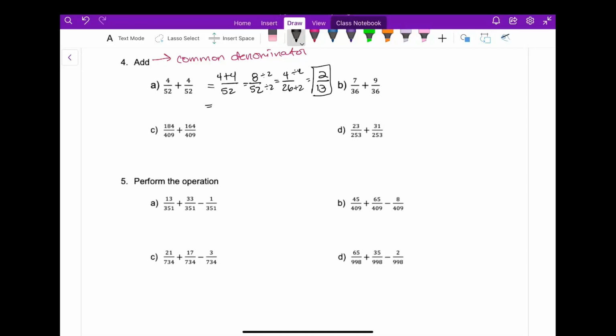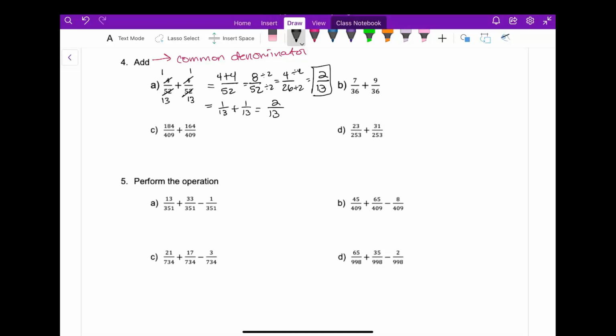And I'm noticing that they're both divisible by 4. So I'm going to do 4 divided by 4 is 1, 52 divided by 4 is 13. 4 divided by 4 is 1, and 52 divided by 4 is 13. And so now I have 1 over 13 plus 1 over 13, and that gives us 2 over 13.